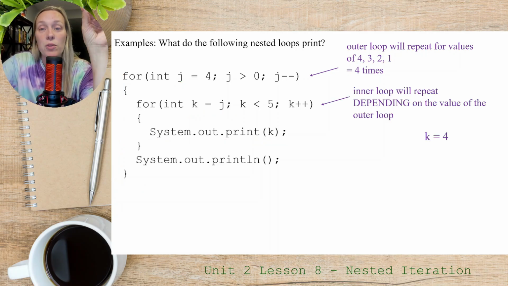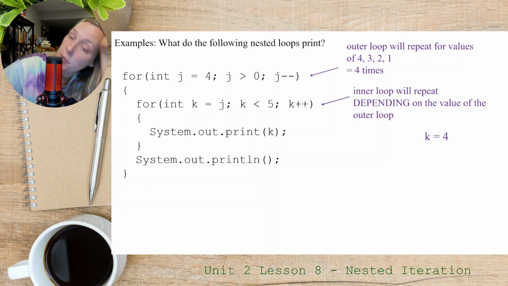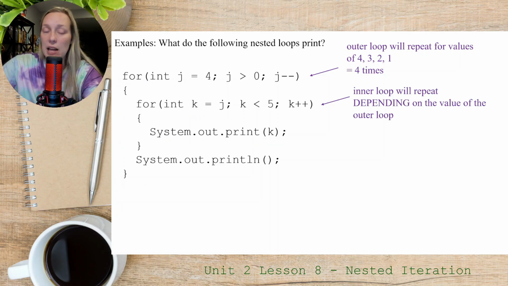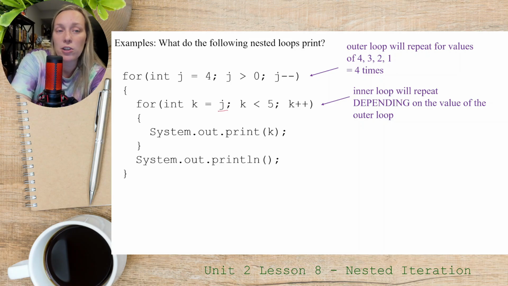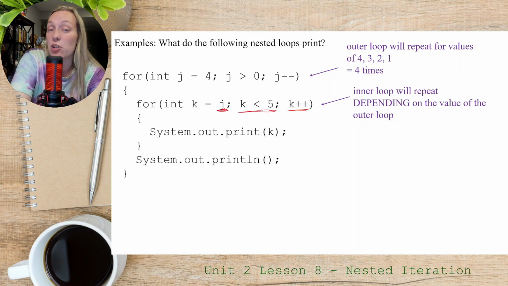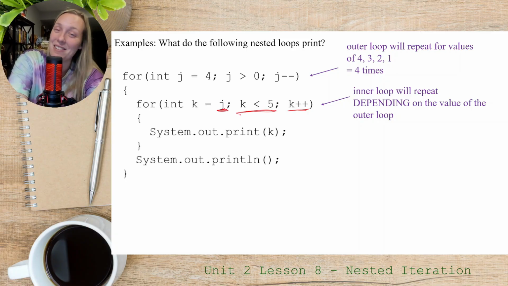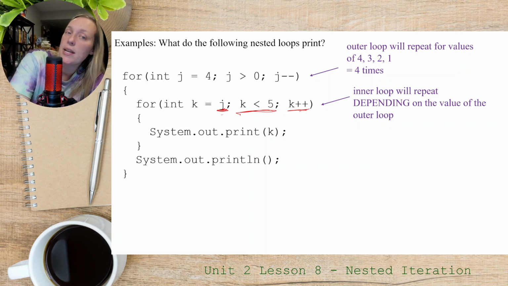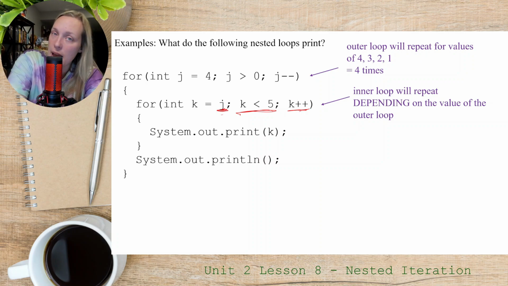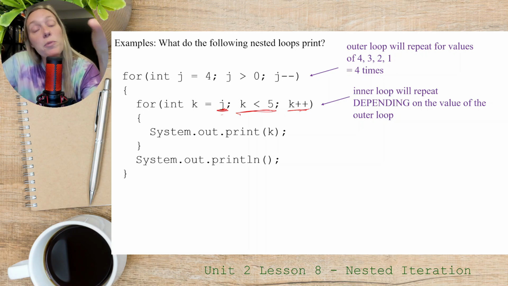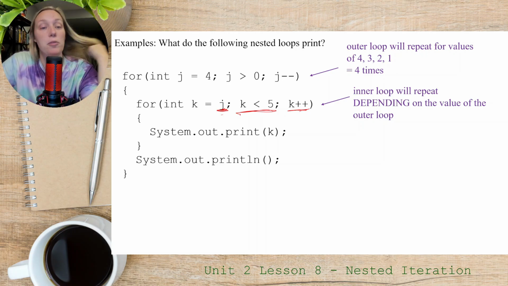Okay, so the inner loop will repeat depending on the value of the outer loop. If I start at 4 here, then K increases to 5, and then I'm done, because 5 is not less than 5. When K is equal to 3, then K would become 4, and then it would repeat again. Then it would become 5, and then end. So the inner loop repeats depending on the value of the outer loop, all right?